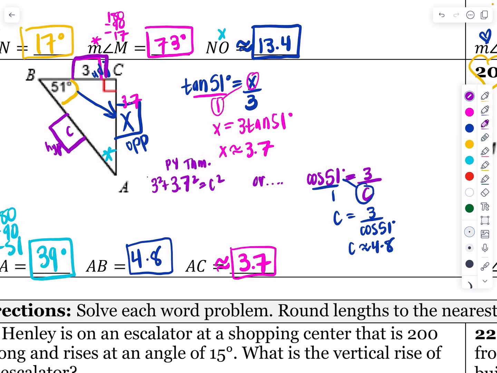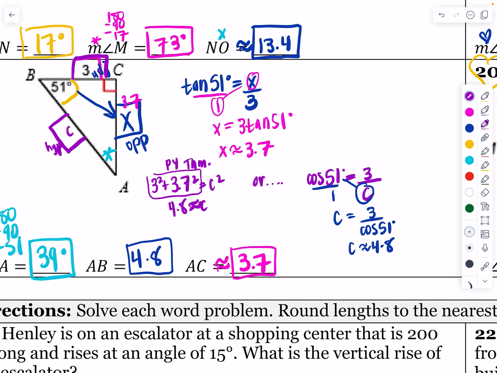So when I type this into my calculator, 3 squared plus 3.7 squared, you get 22.69, and you take the square root of that. Whenever you do that, that is 4.76, so that also is going to give me 4.8 about. Okay, to the nearest tenth, that's going to give me 4.8. So you would have gotten the same thing either way.